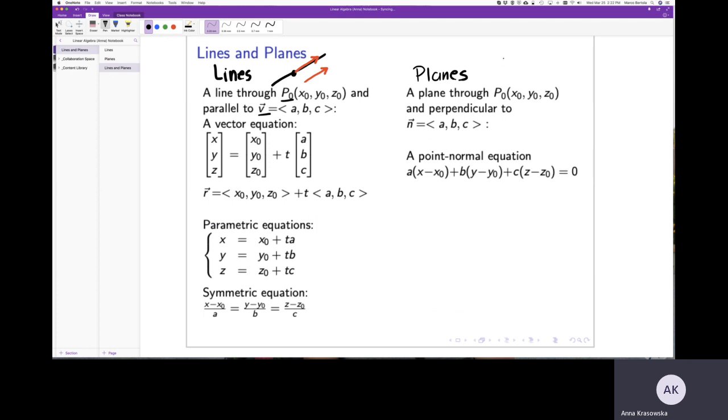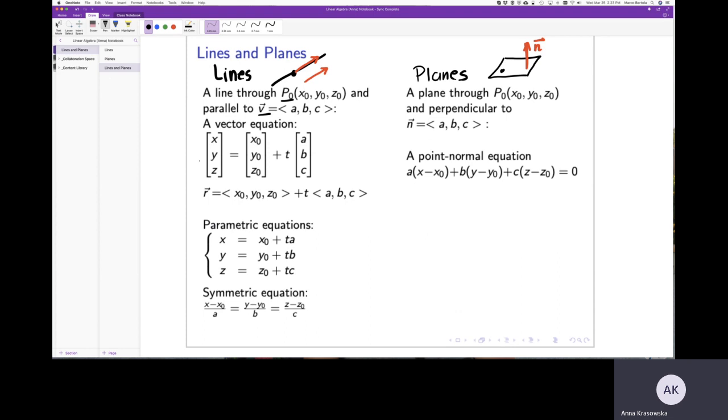For a plane, remember that we need, as there, one point on it, but the vector that we give is perpendicular. We call it the n perpendicular vector. It's called a normal vector to the plane. Normal is perpendicular. Direction vector for a line is along the line.